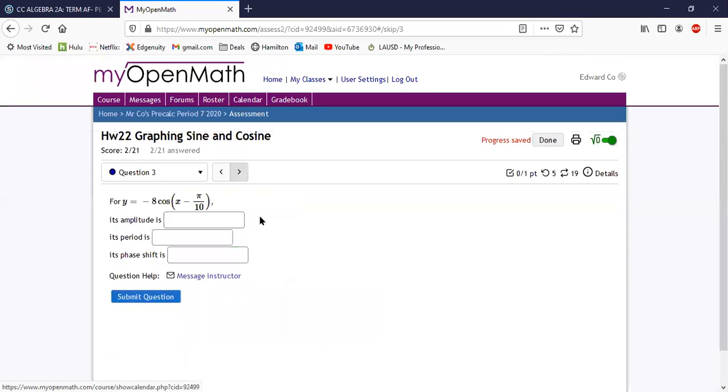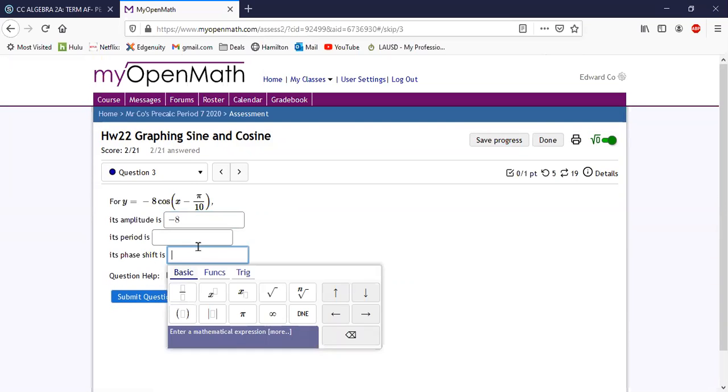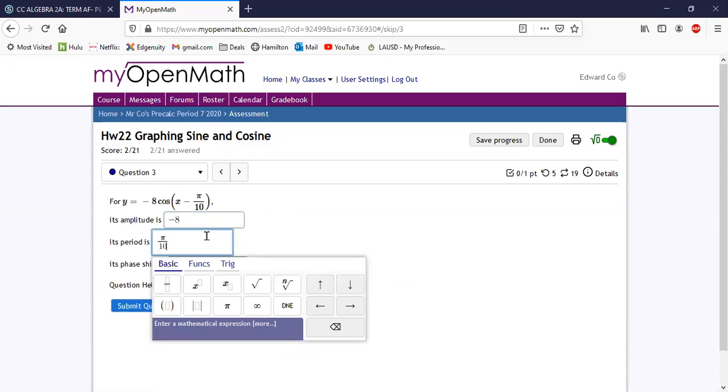All right, let's do the next question here. Again, the first couple of the questions are easy because we're just deciding what is my A, B, C, and D. Okay, and then we can apply those in the form of period and in the form of phase shift, vertical shift, and amplitude. And this is going to be negative 8. Let's see if it's going to take negative 8 or it's going to take 8. Remember, that's the absolute value. And this is going to be pi over 10, C over B.